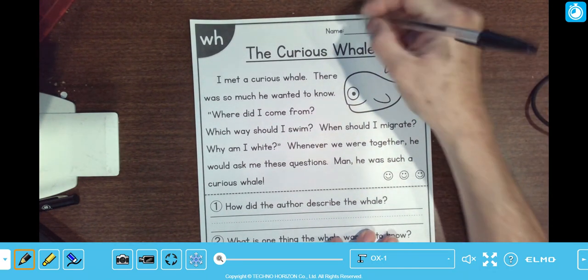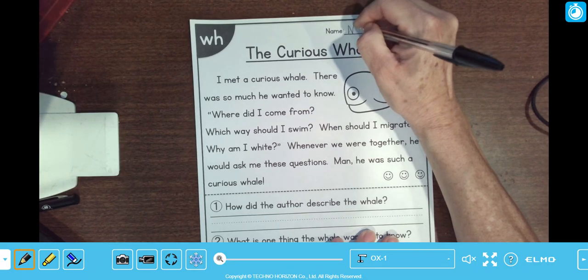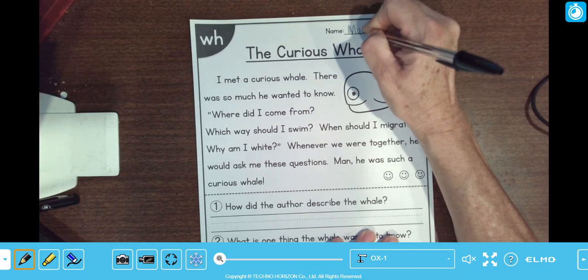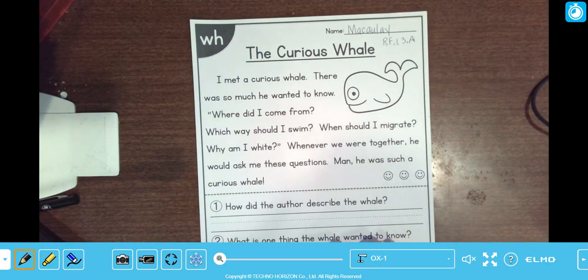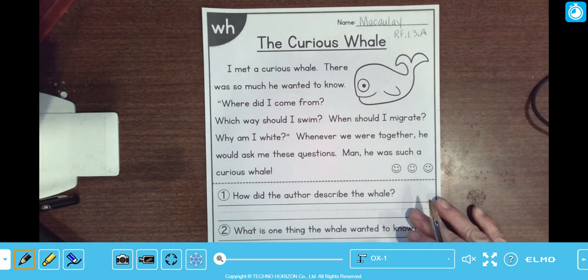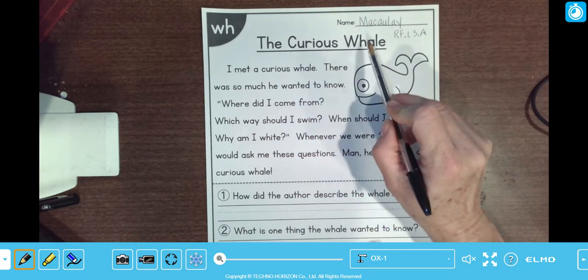All right, let's write our name up here. I'm going to write Macaulay because that's my name. But you go ahead and write your name right there. Okay, here I go. The curious whale.